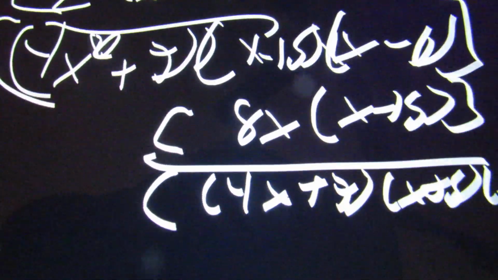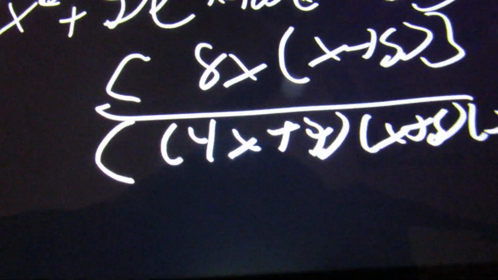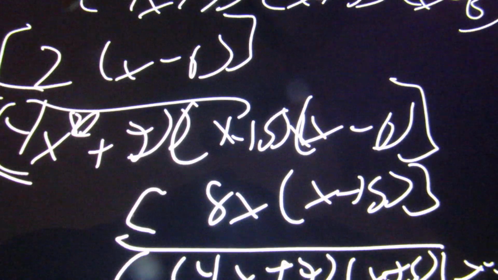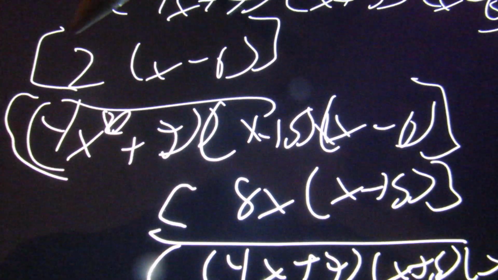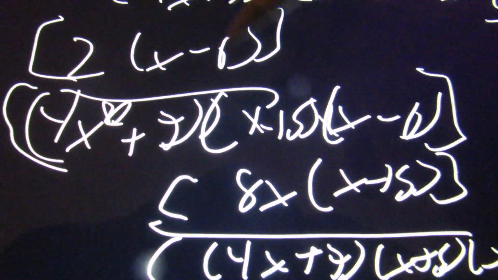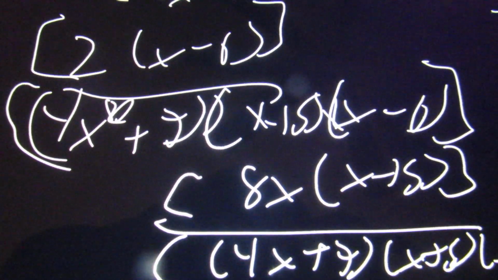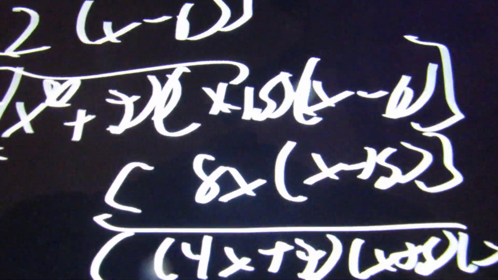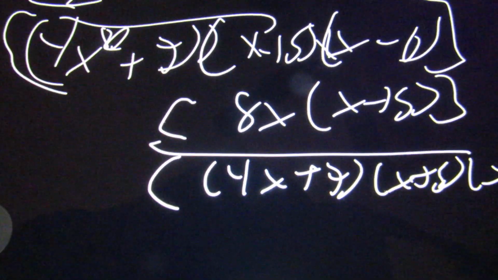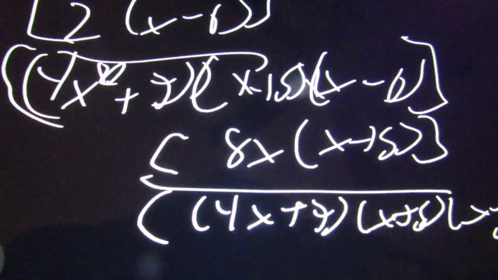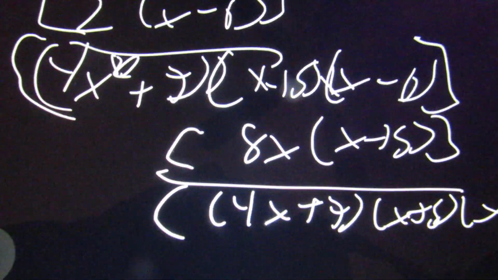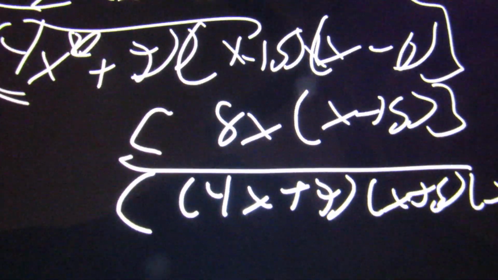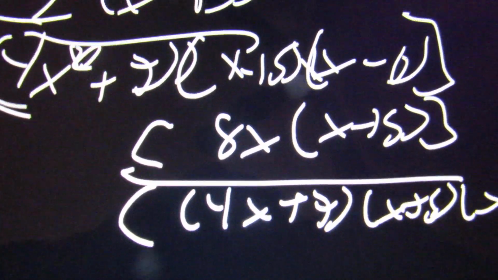But for the future questions, what you'll have to do is multiply or distribute the 2 and distribute the 8x, and then combine the numerators and then factor it out when you're adding and subtracting. But like I said, in these questions, this is as far as it's asking you to go.